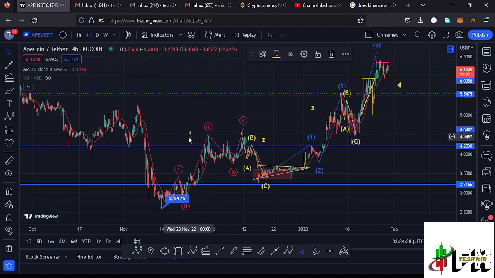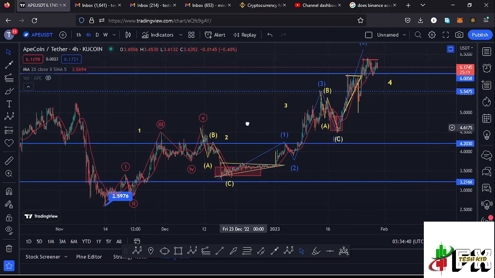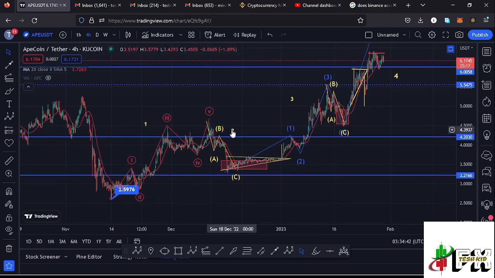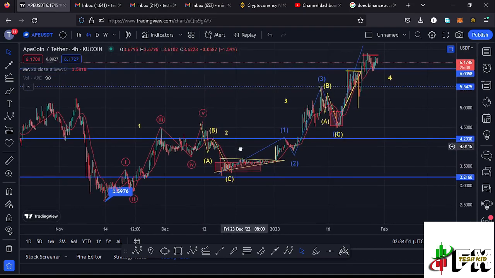After seeing the formation of that first wave, what we expected next was the formation of a second wave, which is a corrective wave. Because of its corrective nature, we also expected to see an ABC corrective structure play out, and we have seen that ABC corrective structure.